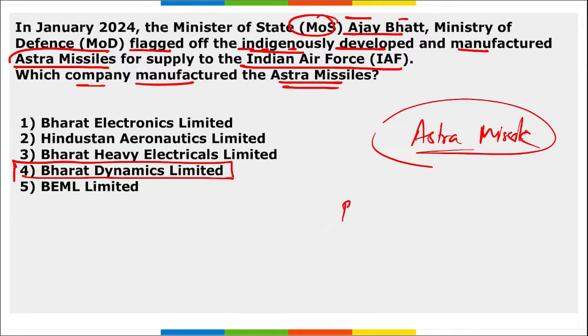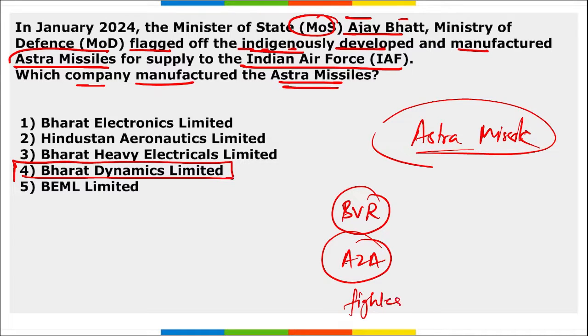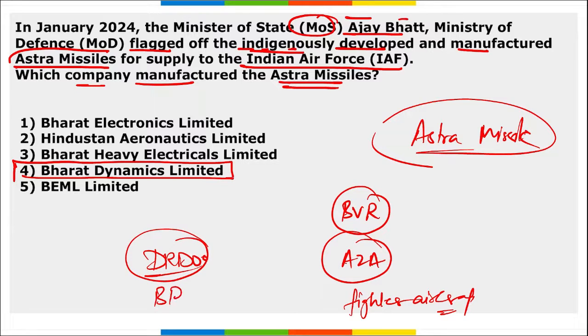This Astra is a BVR class missile. BVR stands for Beyond Visual Range. It is an air-to-air missile, right? And it will be mounted on fighter aircraft, correct? It was developed by DRDO and manufactured by BDL. I repeat, manufactured by BDL and developed by DRDO.